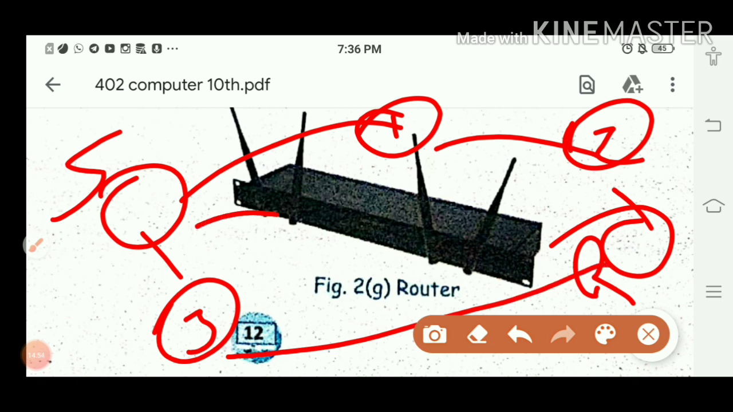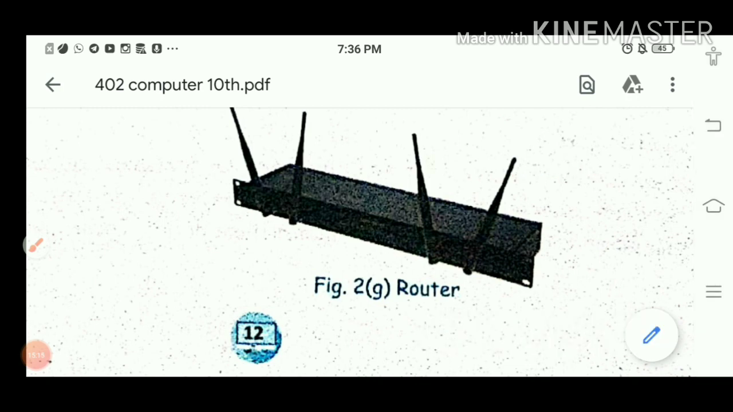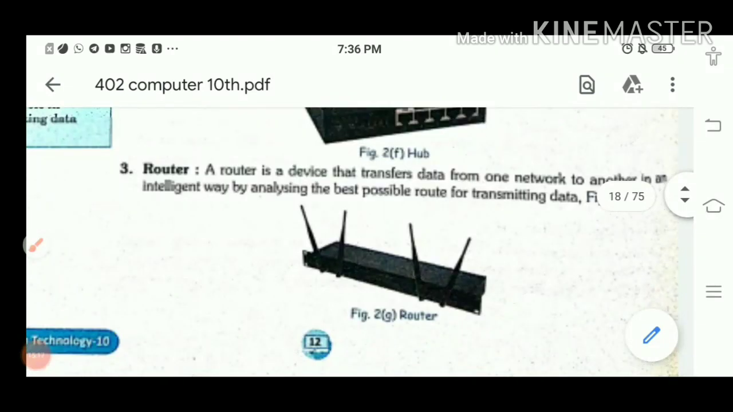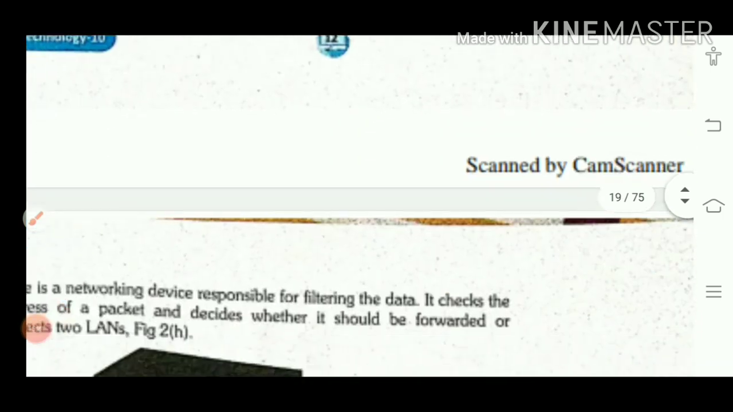If we connect a router in between, it is now the duty of the router to find the shortest path. The router will decide that this route 3 is the shortest one, as only one node is there in between, so it will tell the data packet to follow this path. This is the function of a router: it analyzes the network and finds the shortest path, or best possible route, for transmitting the data.